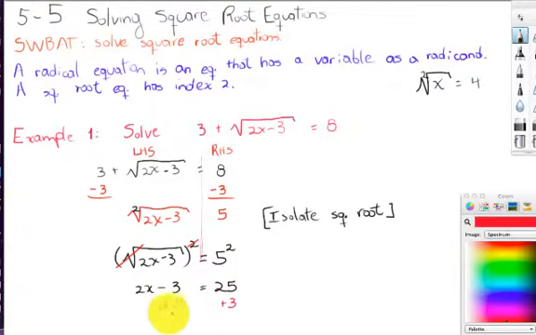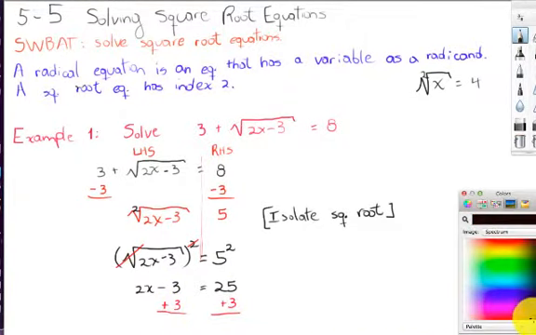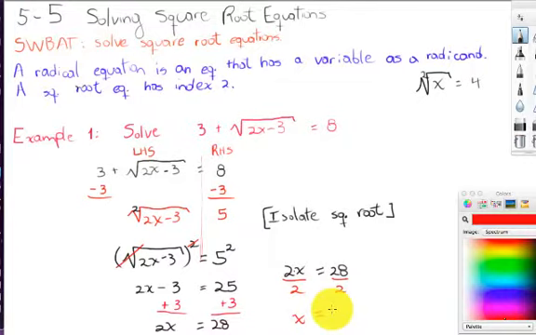And what do I have left? I'm going to have a 2x and a 28. So I'm going to continue over here. Let's see. I'm going to have the 2x equals 28. So we know that that's multiplying, and the way to get rid of a multiplication is a division. So my answer is x equals 14.